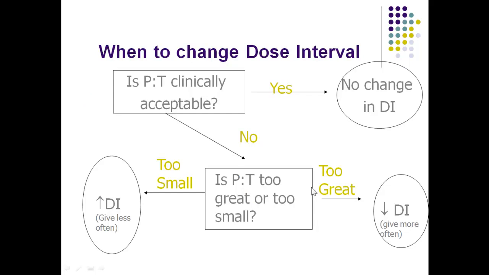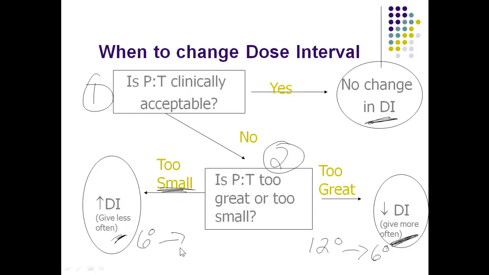So when you're asking yourself, when do we change our dose interval, start with the basic question. Is the peak trough ratio clinically acceptable? If that answer is yes, well, don't worry about a thing. Everything's just dandy. But if the answer is no, you have to ask yourself, is it too great or too small? So if your peak to trough ratio is too great, we want to decrease our dose interval and give it more often. So if you were giving a patient a drug every 12 hours, you might now have to give it every 6 hours. And the opposite is true over here. If your peak to trough ratio is too small, we can increase our dose interval by giving it less often and go from every 6 hours to every 12 hours.